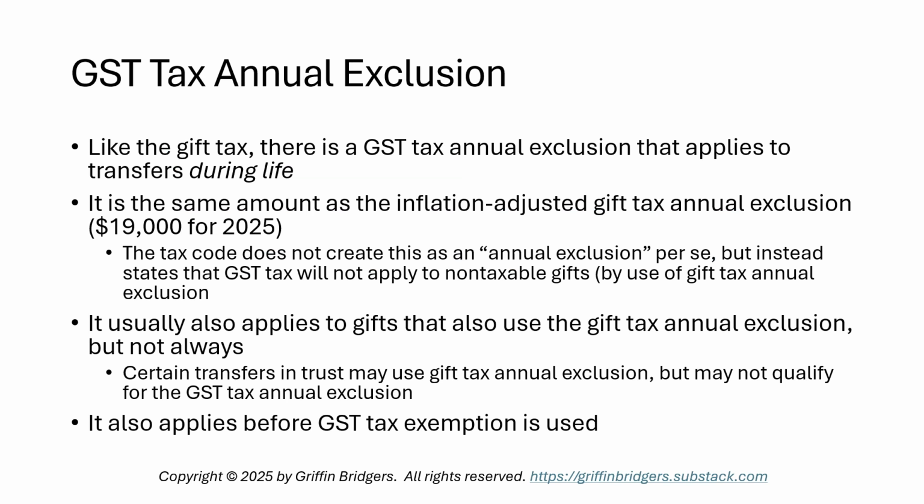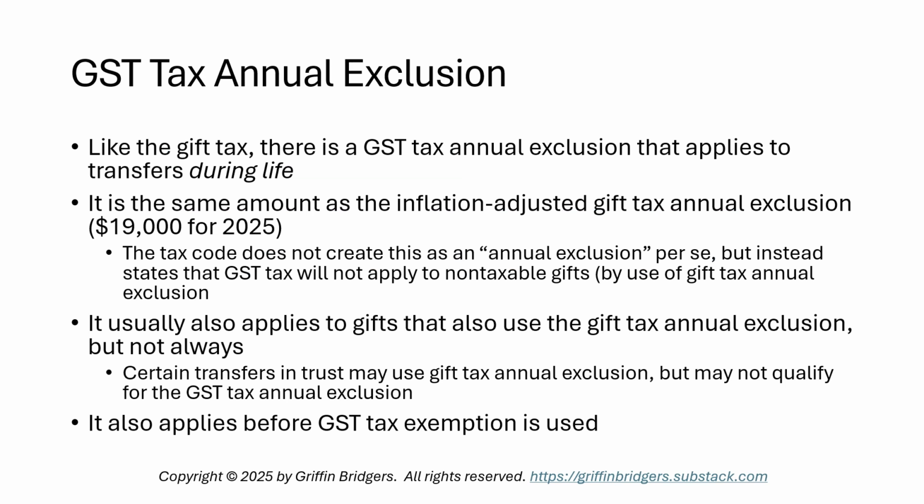Now, the tax code doesn't expressly create this or refer to it as its own annual exclusion per se, but instead states that the GST tax isn't going to apply to quote-unquote non-taxable gifts. In other words, those gifts that are arrived at by use of gift tax annual exclusion and thus are not subject to gift tax. Now, it's also important to note that while it usually applies to gifts that also use the gift tax annual exclusion, that won't always be the case. They don't perfectly match up.